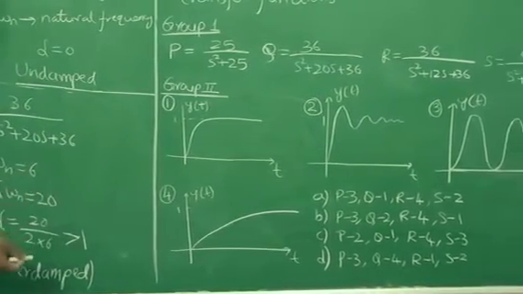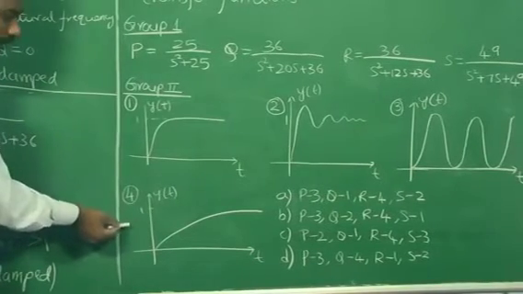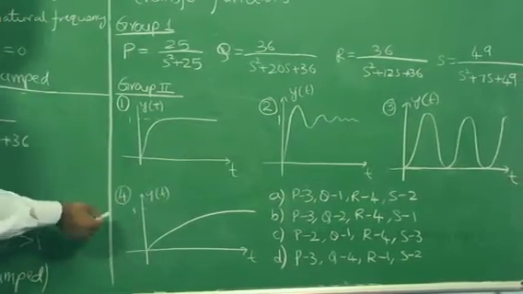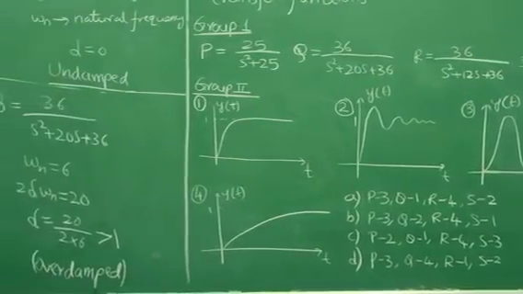From the given options, the overdamped response will be option 4. Option 1 will be critically damped, whereas option 4 will be overdamped. So, we can match Q with 4.